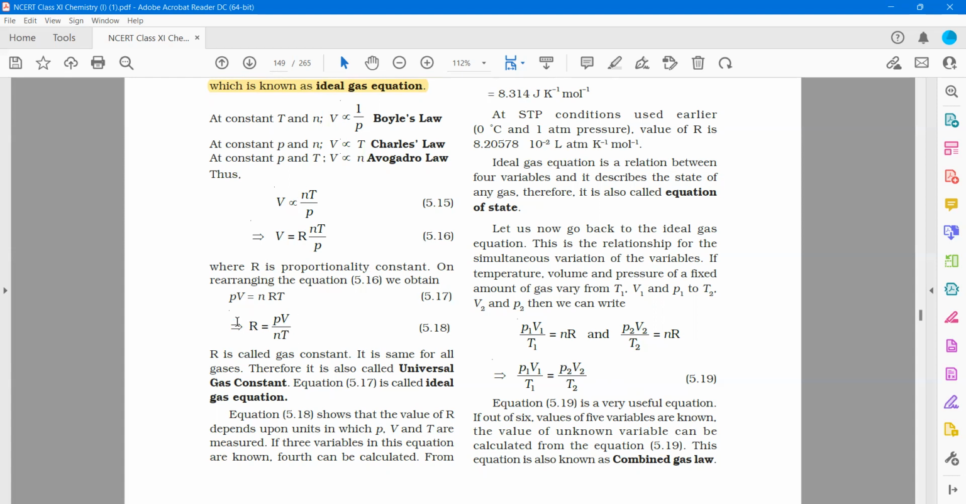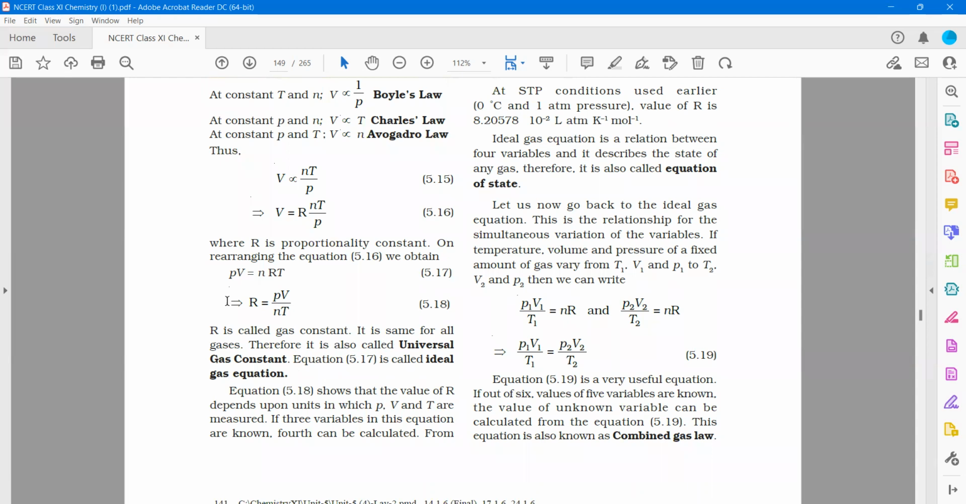Another arranged form is R equals PV upon nT. R is also called the proportionality constant, or the gas constant. It is the same for all the gases. Therefore, it is also called the universal gas constant. Equation 5.17 is the ideal gas equation. So this derivation is very important, and we also need to learn this ideal gas equation.